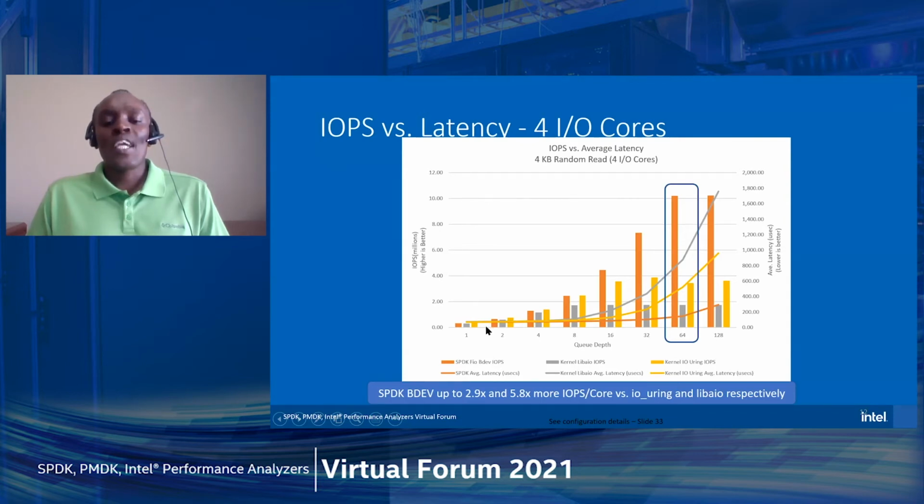But as we increase the Q depth, by the time we get to about Q depth 4, Q depth 8, we start seeing the polling implementations pulling away from libaio. And then as we get to Q depth 16 and 32, SPDK pulls away from IO Uring. And what we're seeing at Q depth 64 is over 10 million IOPS with SPDK, and that is up to 2.9 times more IOPS per core versus IO Uring, or 5.8 times more IOPS per core versus the libaio IO engine.